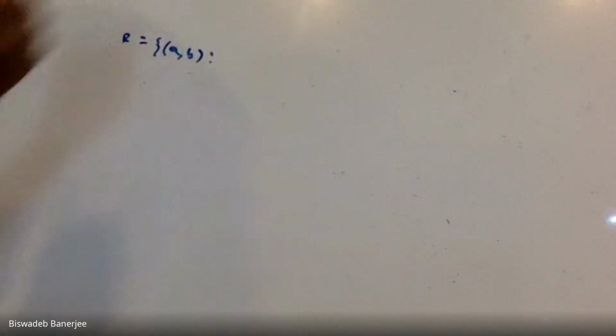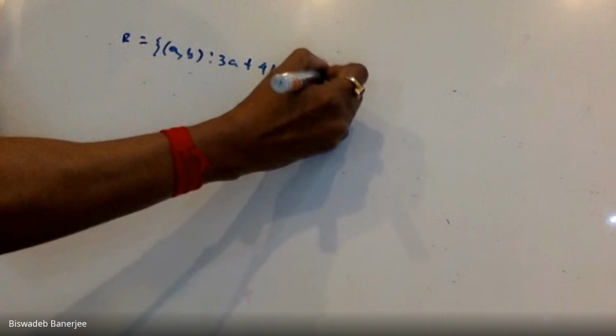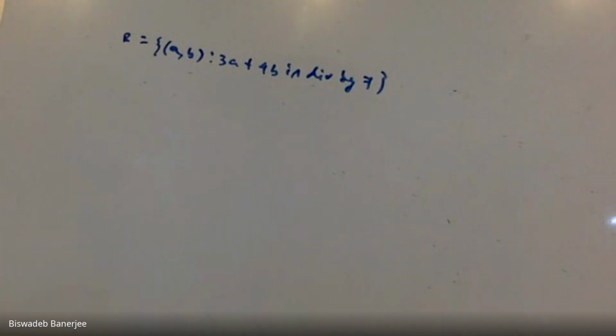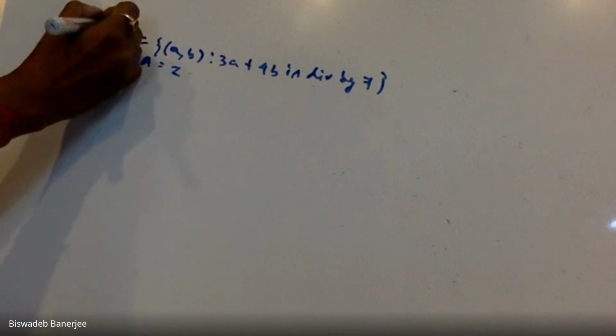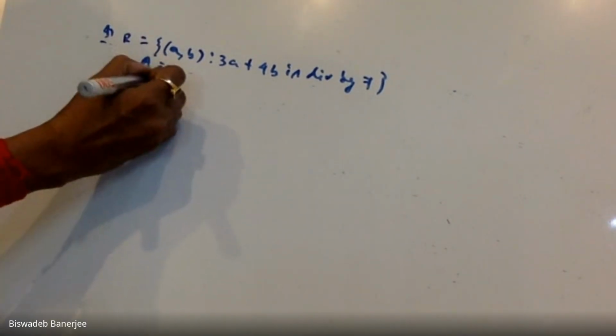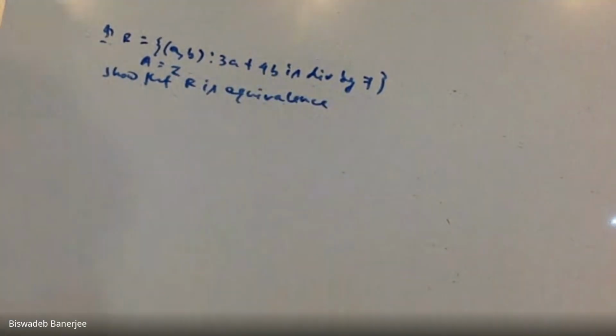Now, one more problem from equivalence relation. This problem is a very, very important question. The question is: suppose a relation R is defined as the collection of all (a, b) such that 3a plus 4b is divisible by 7, and the set is A equal to capital Z. Show that R is an equivalence relation. Clear? Is R an equivalence relation or not?